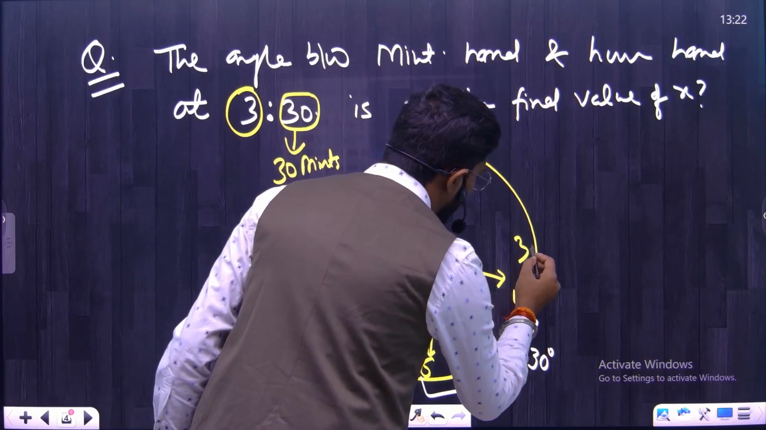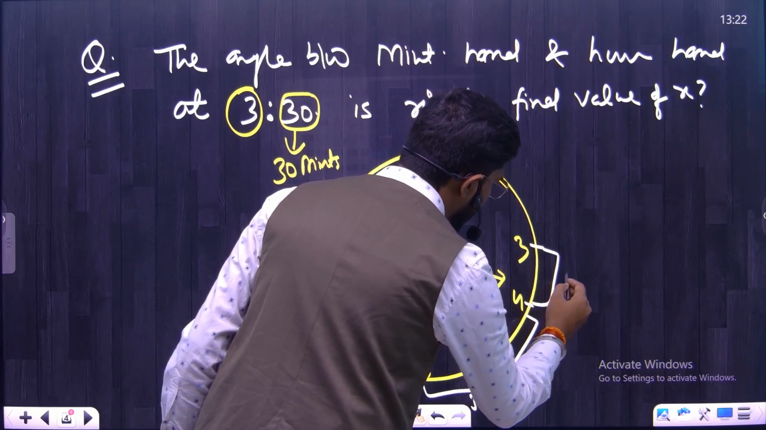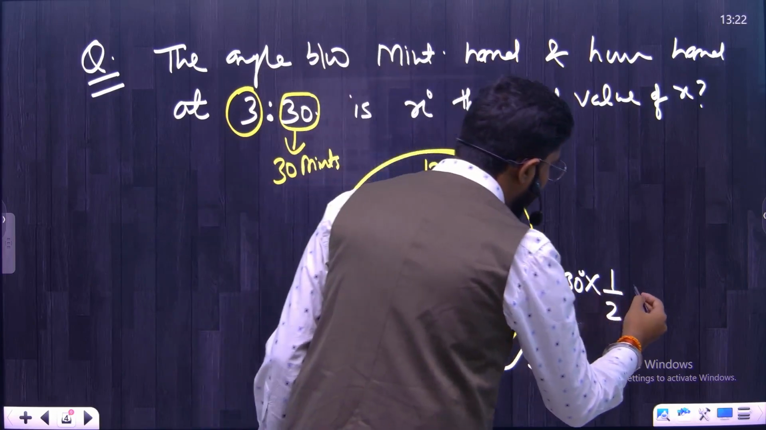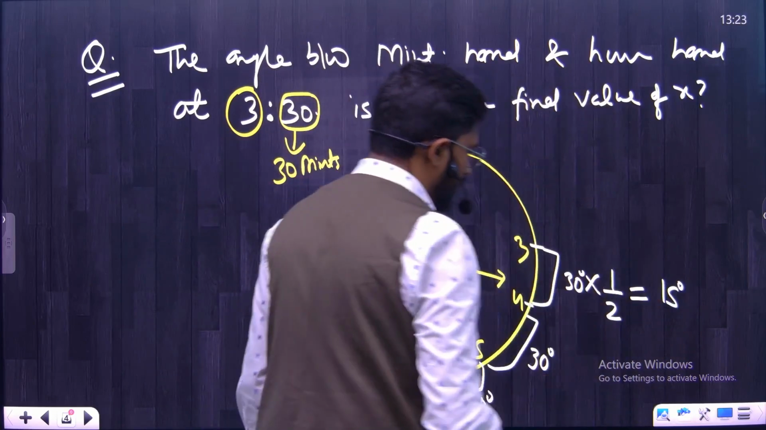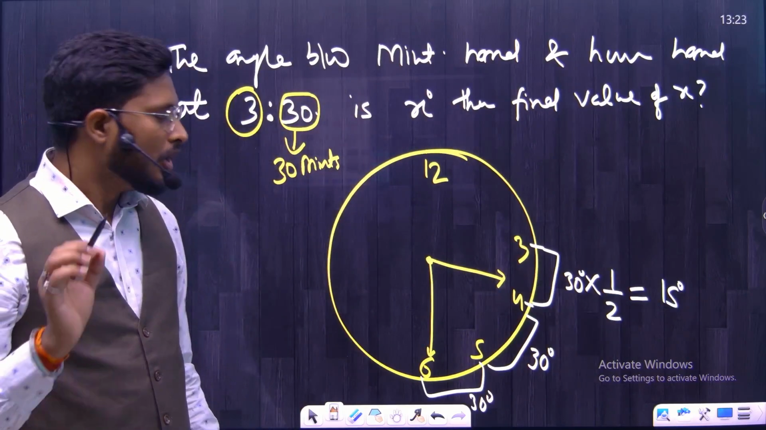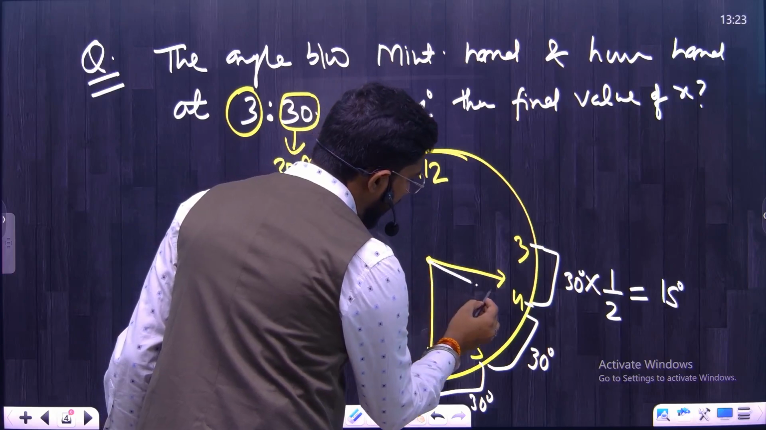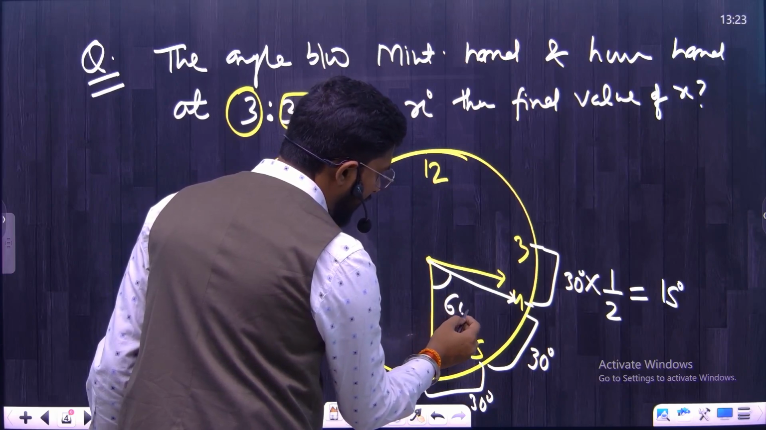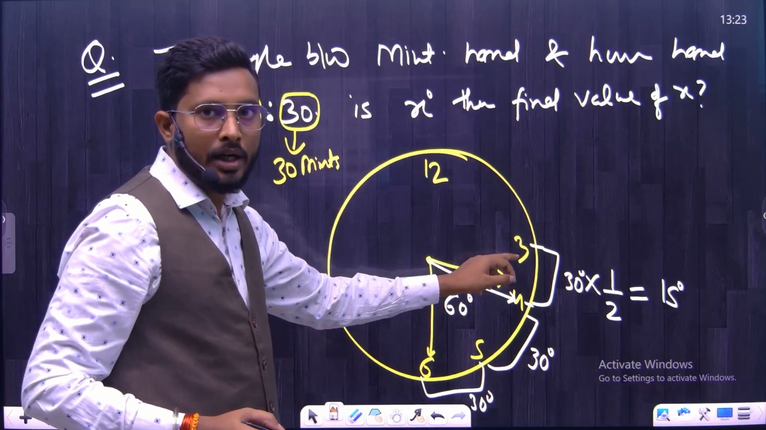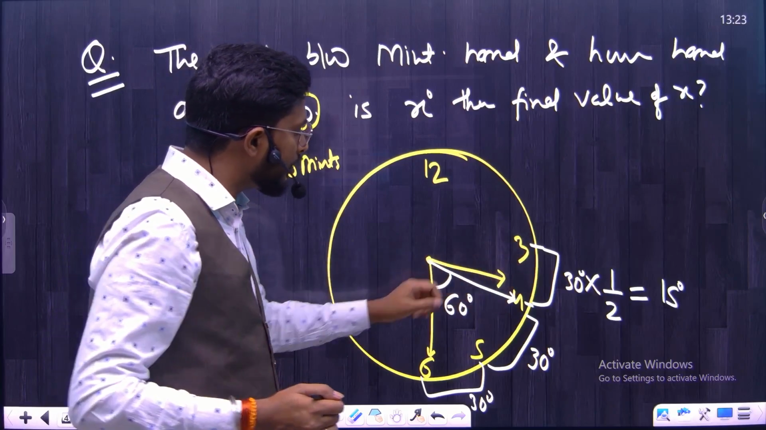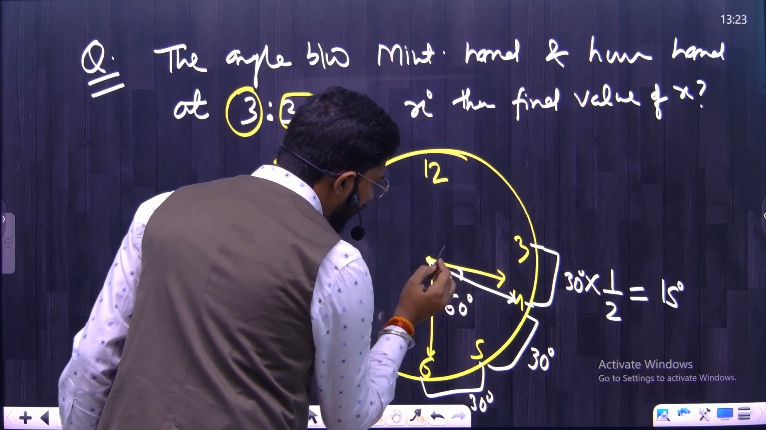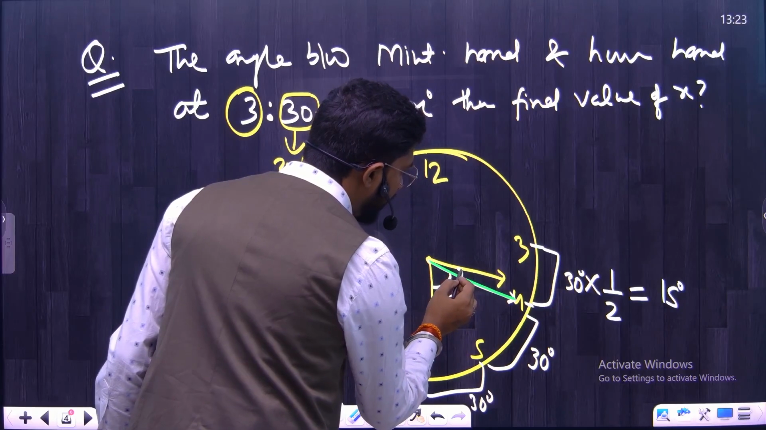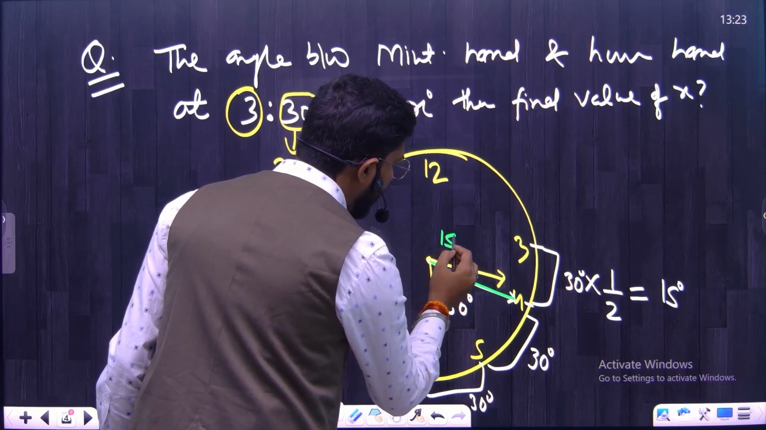So the middle of 3 and 4 will be half of 30 degrees, and it will be 15 degrees. We can see that the complete angle from 12 to 3 is 60 degrees, and the angle within 3 and 4, which is required, will be 15 degrees. This angle is 15 degrees.